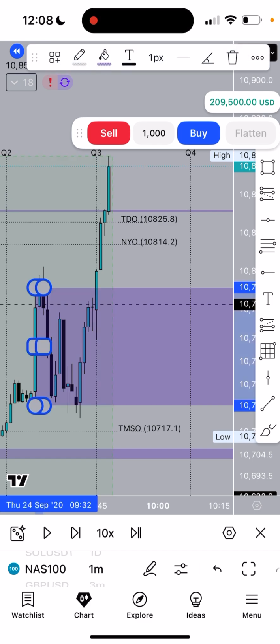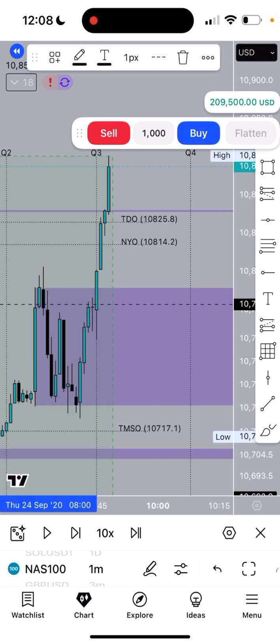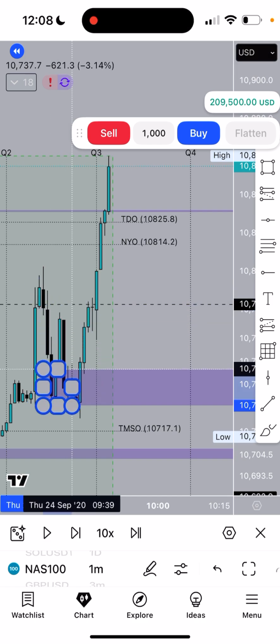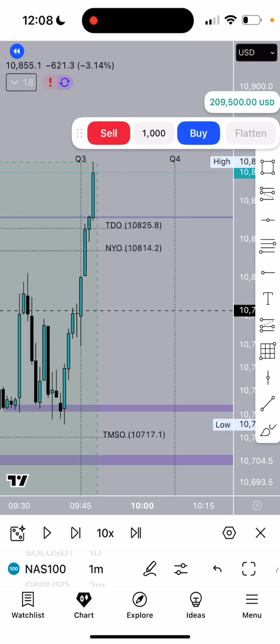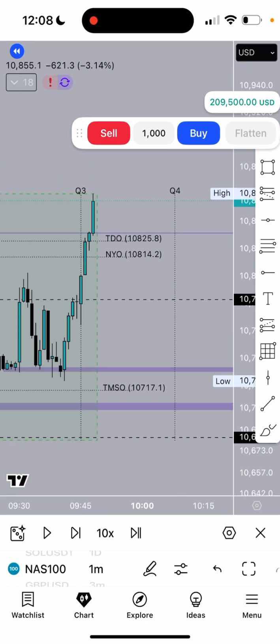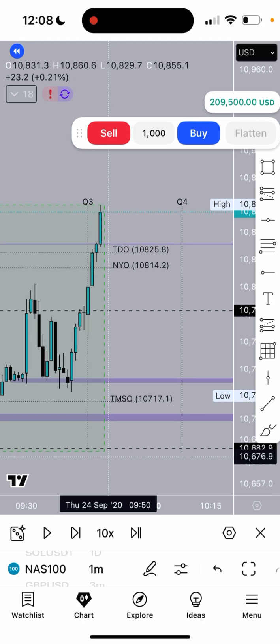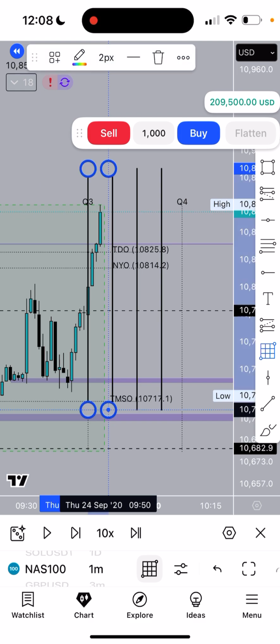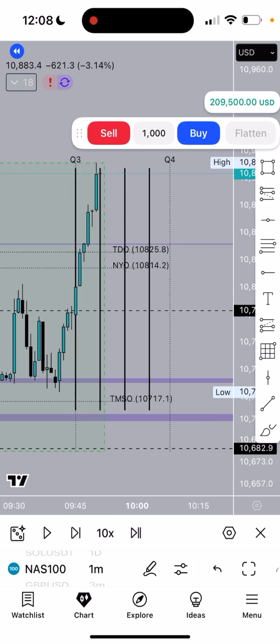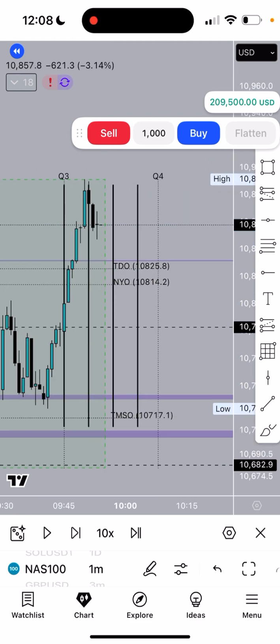Now that we have manipulation higher, what I'm going to target is now this line. So this level is going to be my target, right? Which is the 9:30 a.m. sell side liquidity of the candle. Now it's really simple. I take the quarter 3 to quarter 4, divide them into 4 quarters, and I'm waiting for a failed manipulation.